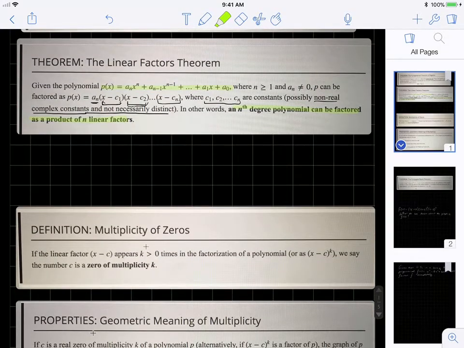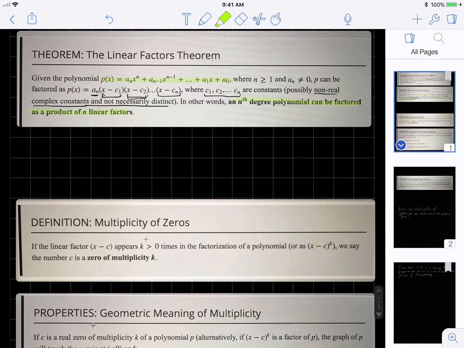The multiplicity of zeros will tell us a lot about the graph. Multiplicity simply refers to when we have those factors x minus c, depending on how many times it appears. Where it appears at least one time, we call k the multiplicity of that zero, c, and we see that multiplicity right here in x minus c to the k. So if we had x, let's say, plus 3 to the second, then we would say the zero is negative 3, and it has multiplicity 2.